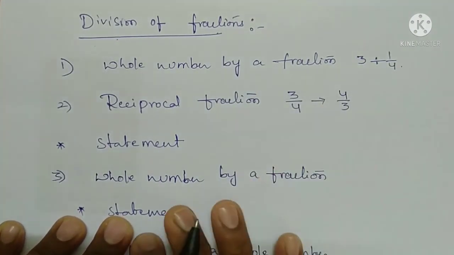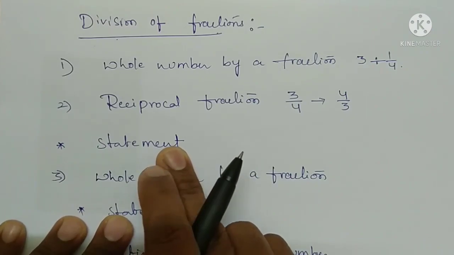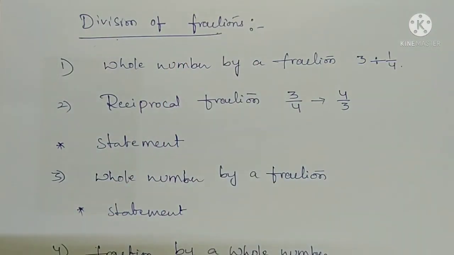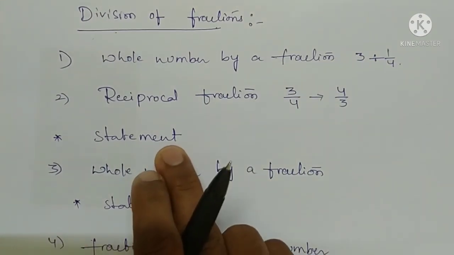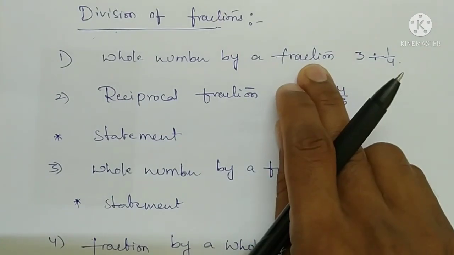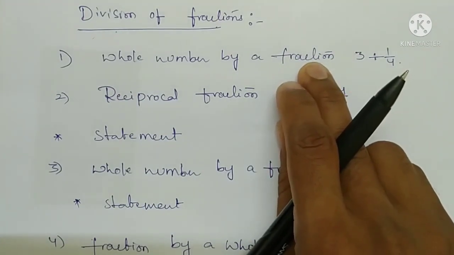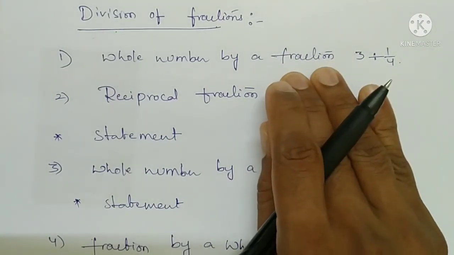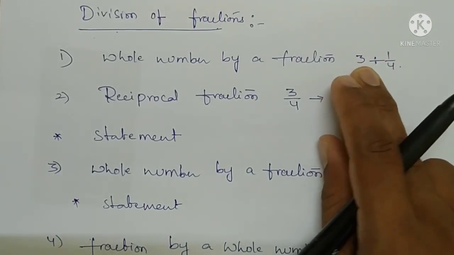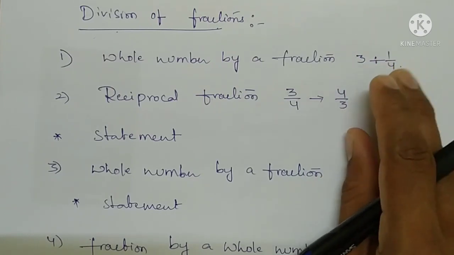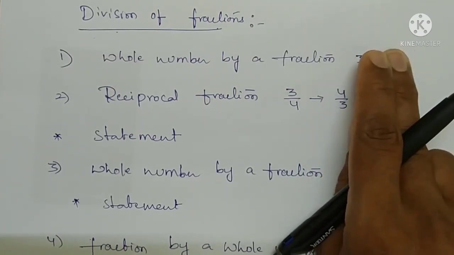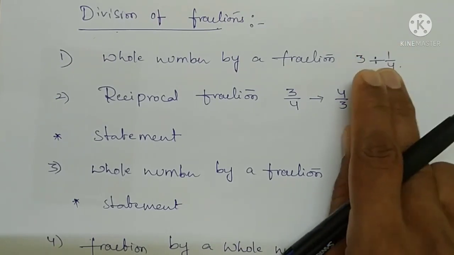Okay. So next one, the statement about division of fractions. The statement is, dividing by a fraction is equivalent to multiplying the number by the reciprocal form of that fraction. Here the result is 3 into 4 by 1. We can take the reciprocal fraction here.